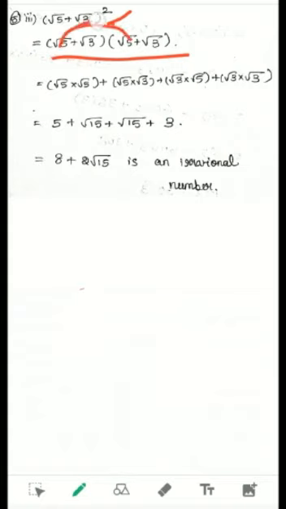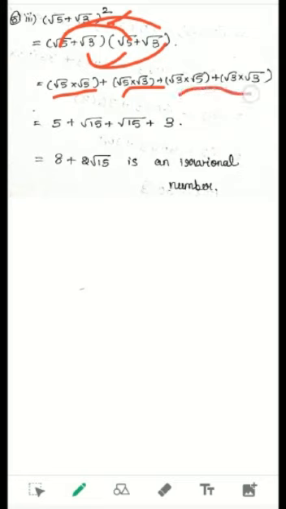Then I want to multiply the first number with the first number and with the second number. First number with the first number is nothing but root 5 into root 5, and first number with the second number is root 5 into root 3. Next you have to do the same for the second number with the first number and the second number with the second number. So what is the answer? Second number with the first number is root 3 into root 5. Second number into second number is root 3 into root 3.